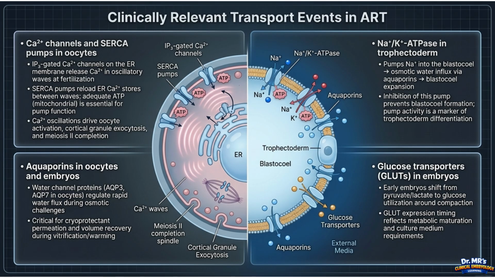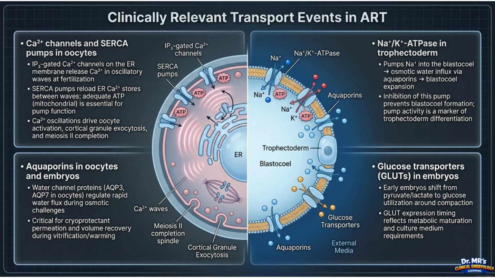This enzyme cleaves phosphatidylinositol 4,5-bisphosphate in the plasma membrane to generate inositol trisphosphate, which binds to inositol trisphosphate-gated calcium channels on the endoplasmic reticulum membrane and triggers calcium release into the cytoplasm. This calcium release propagates as a wave across the oocyte.